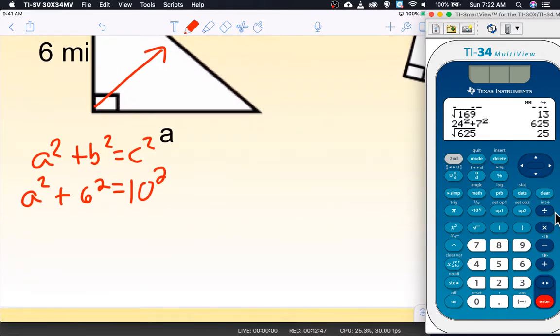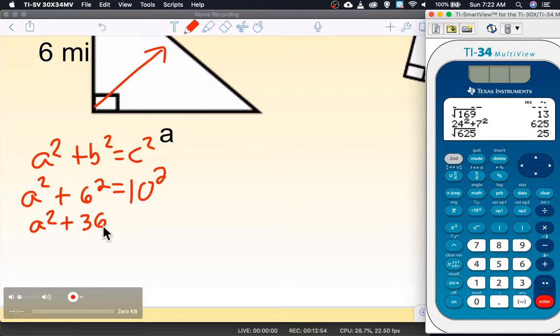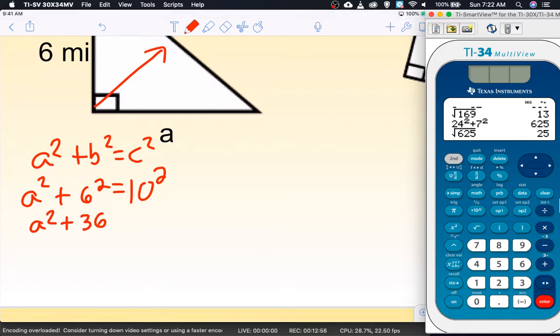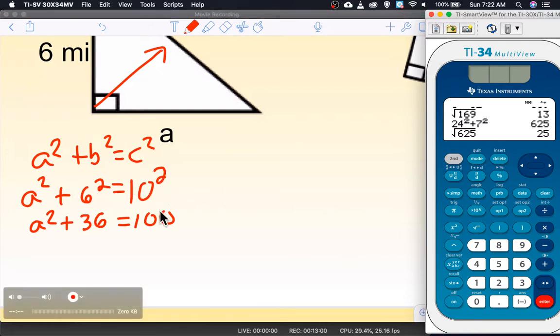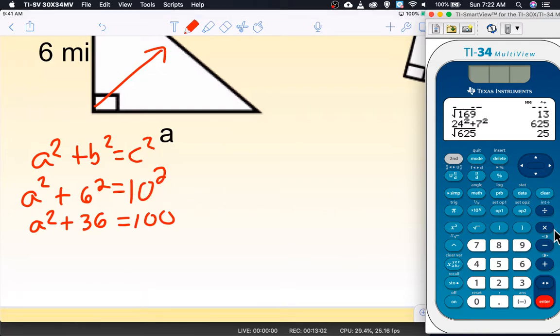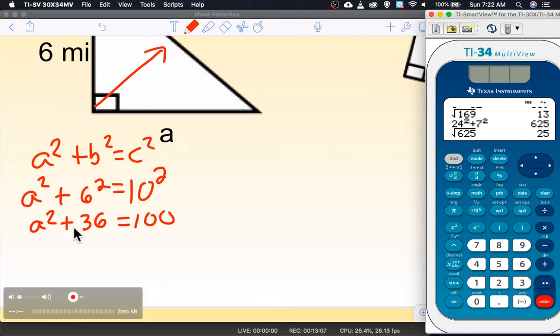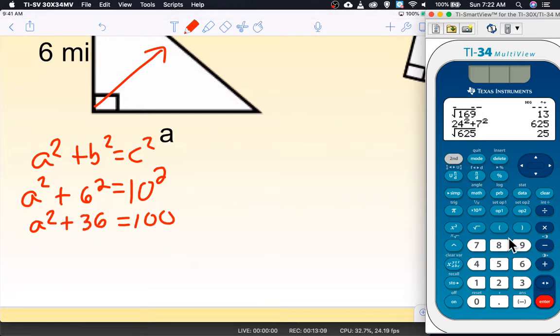Now we simplify and solve. So this becomes a squared plus 36. That's 6 times 6 is 36. That's 6 squared. Equals 100. 10 squared is 100. 10 times 10. Now when I solve this equation, before I can do the square root thing, I need to get rid of this plus 36. So I subtract 36 on both sides. A squared equals, I'm going to say that's 64, but I'm going to double check it.